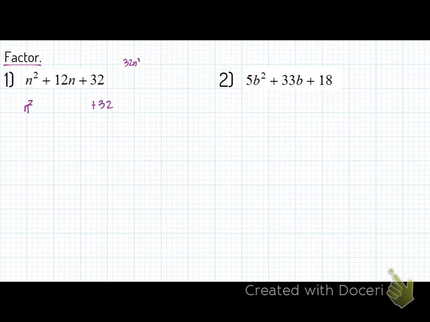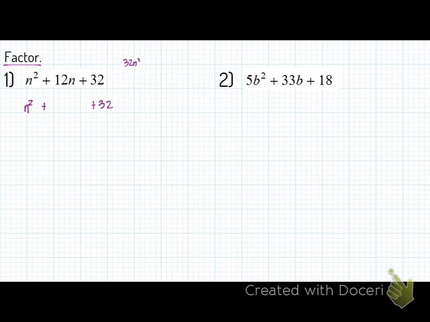Is 1n plus 11n 12n? Yes or no? Yes. Good. Is 1n times 11n equal to 32n squared? No. So then I can't use that.